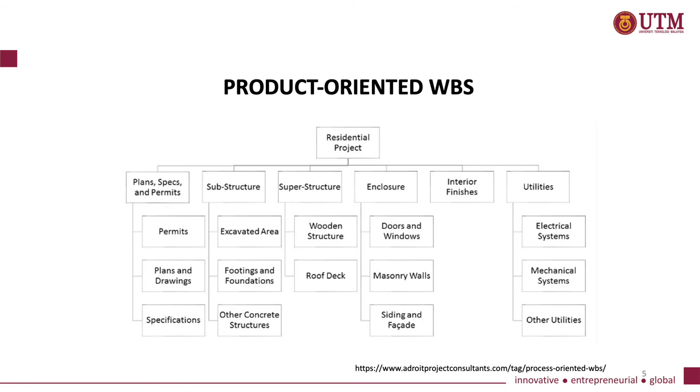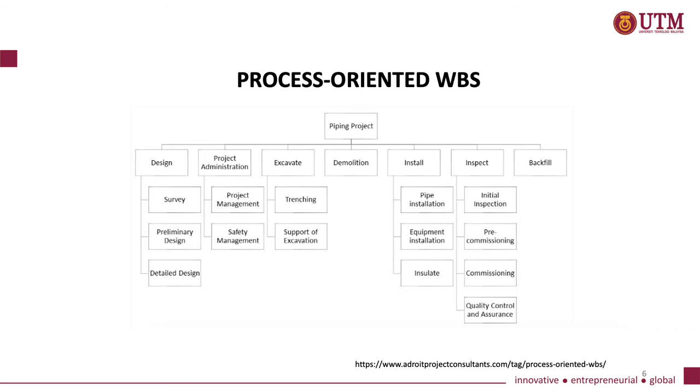As you can see in the slide, the figure visualizes an example of a process-oriented WBS for a piping project. The planning for this piping project is broken down into phases such as design, project administration, install, inspect, and backfill. A process-oriented WBS defines the steps and processes that need to be taken to deliver each of the project deliverables. The elements or the rectangles in a process-oriented WBS are typically in the form of a verb.